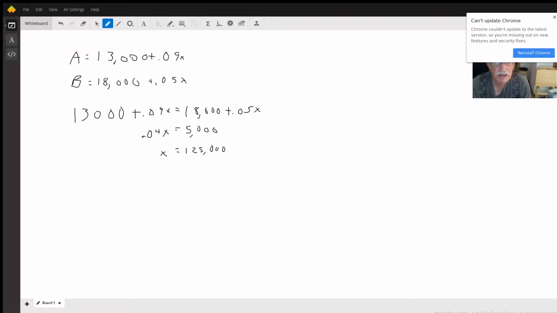We subtract 13,000 from both sides and 0.05x from both sides. We get 0.04x equals 5,000. Divide both sides by 0.04, and x equals 125,000. So if he sells more than $125,000 worth of jewelry, that's when option A is the best. Thank you.